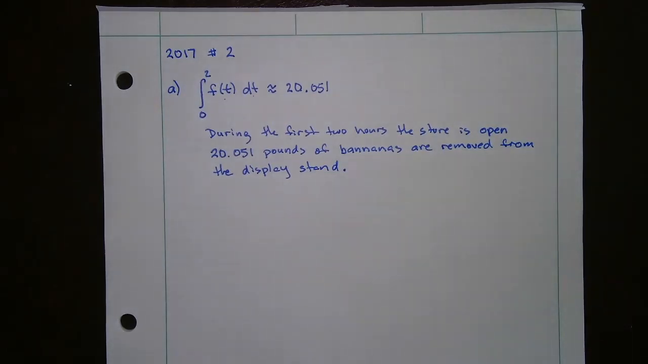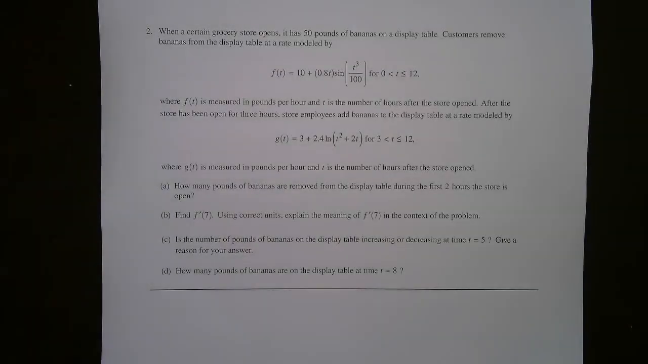So let's go to part B. It says find f prime of 7, and then using correct units, explain the meaning of f prime of 7 in the context of the problem. So we have to find the derivative of f at 7. Now, this is a rate, so we're looking at a rate of a rate. We'll talk about the explanation of that in just a minute, but we have to use our calculator to find the derivative.